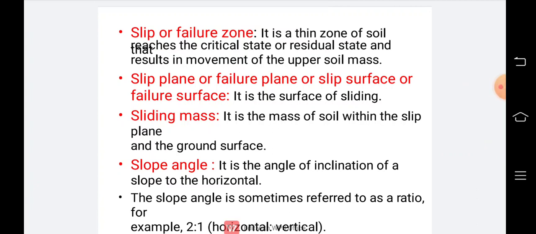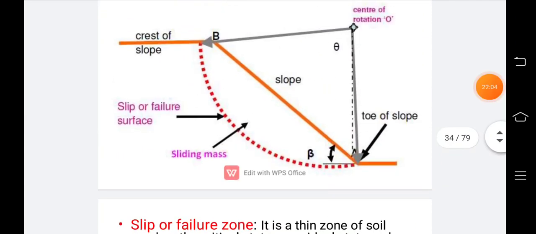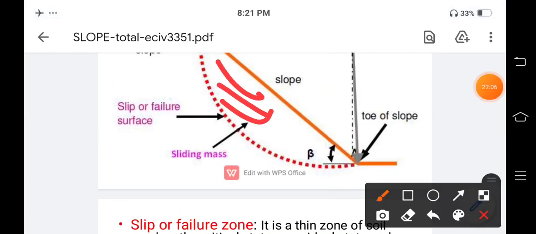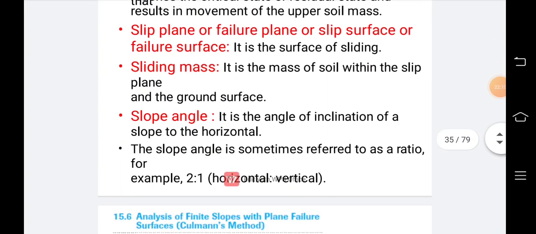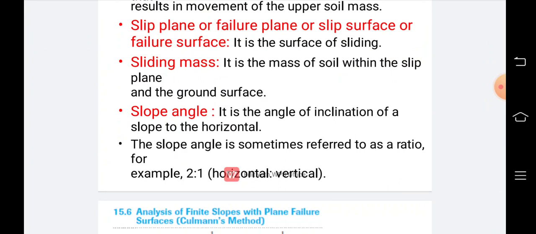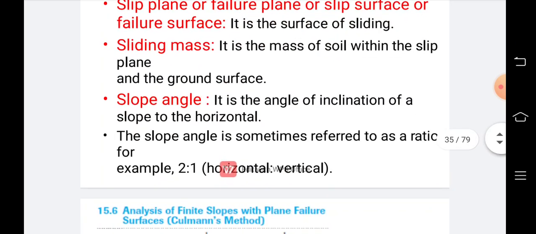Then the sliding mass: it is the mass of soil within the slip plane. So this whole mass is called the sliding mass, within the slip plane. Then the slope angle: this is the angle of inclination of a slope with the horizontal. The slope is also referred to in terms of a ratio, for example 2:1, that is 2 horizontal to 1 vertical.